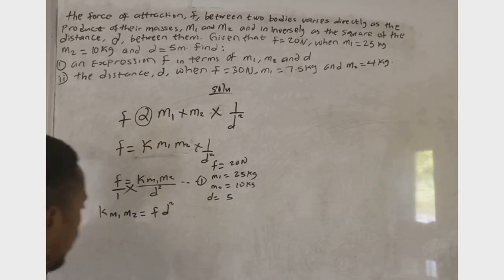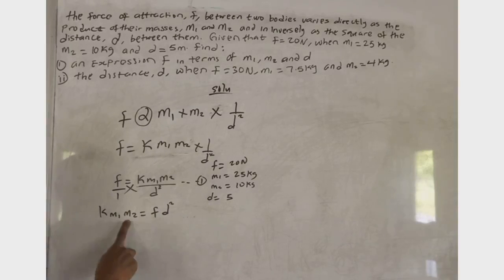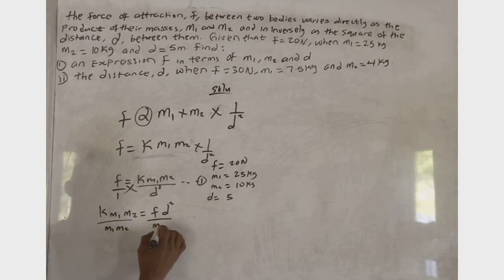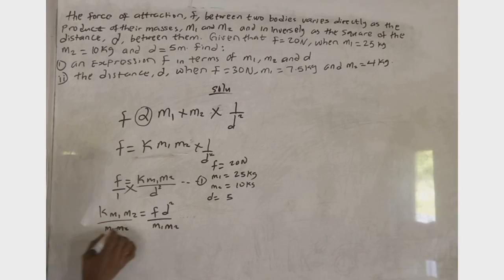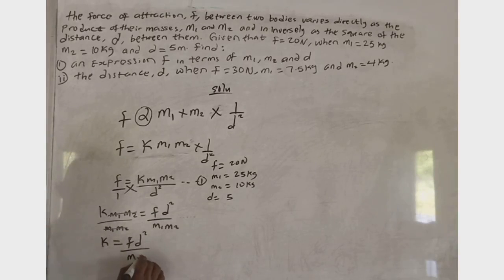In order to make k the subject of the formula, you divide both sides of the equation by what is attached to k, which are m1 and m2. So let's divide both sides by m1 and m2. The m1 and m2 cancel here, and what we are left with is k is equal to F d squared over m1 m2.